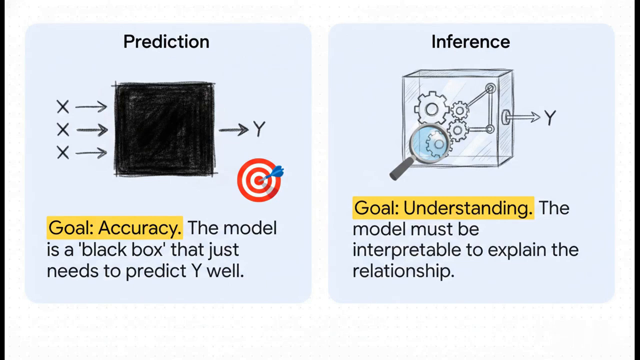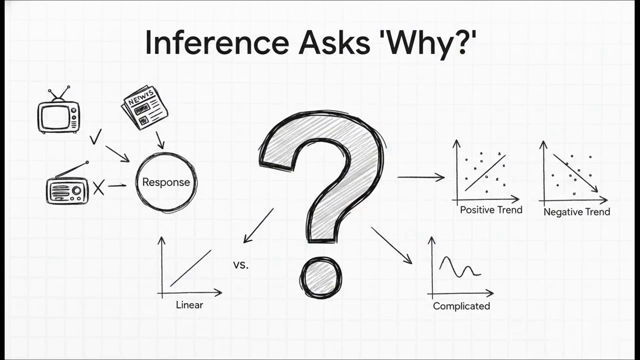See, for prediction, all we care about is accuracy. That's it. Our model can be a complete black box. If it correctly predicts y, we honestly don't really care how it works. But for inference, the goal is the exact opposite. It's all about understanding. We need to crack that box wide open because we want to learn the how and the why behind the relationship between x and y. With inference, we're asking really specific questions. Things like, which of our ad campaigns actually lead to more sales? Or does spending more on TV ads have a positive effect, or maybe even a negative one?